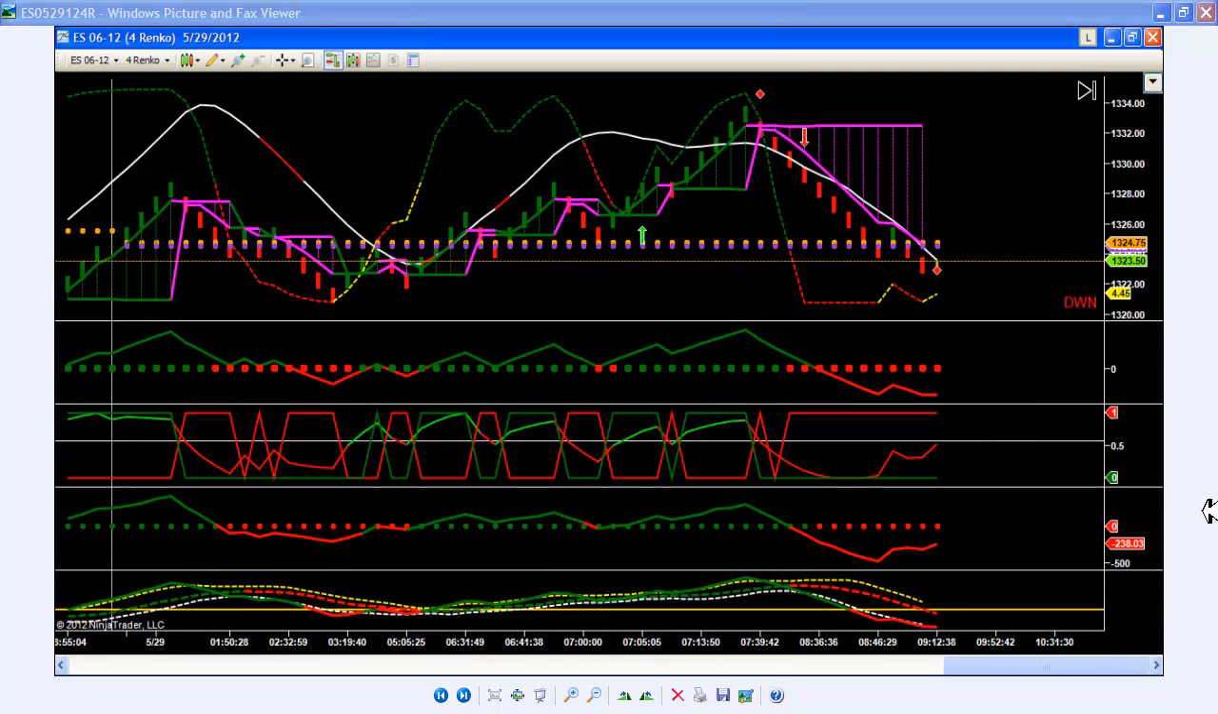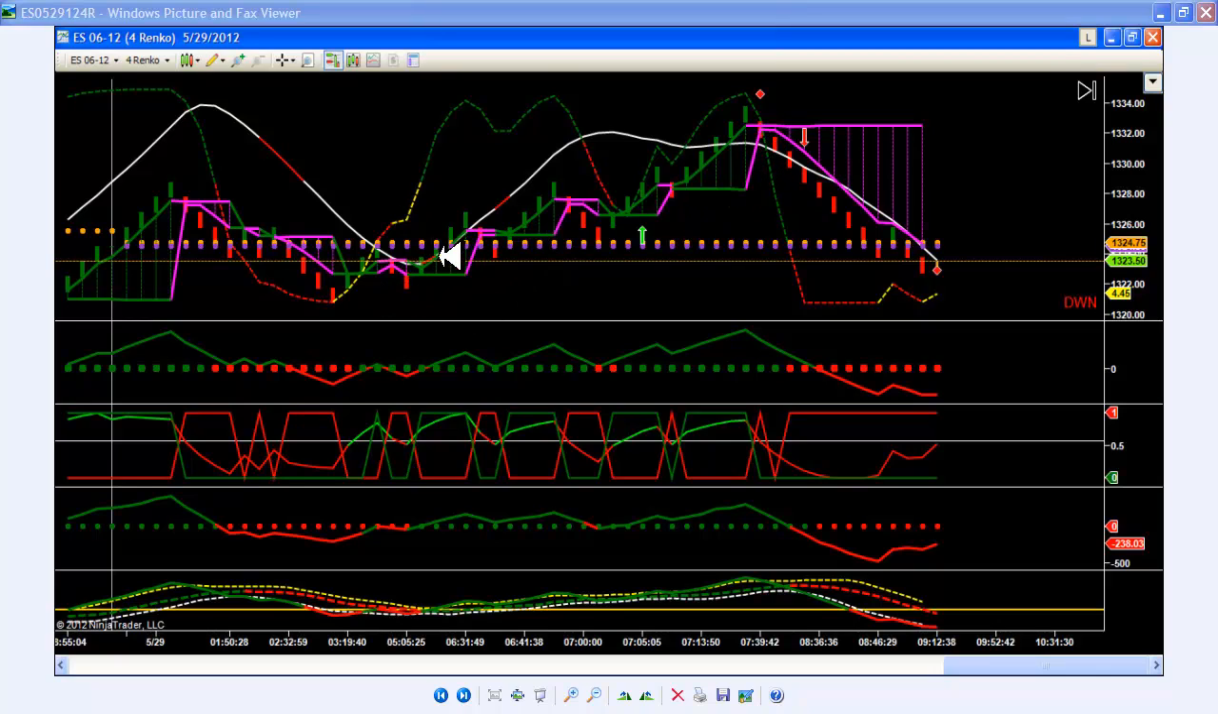Here are the triangle trend indicators for NinjaTrader on 5/29/2012 on the ES for Renko. This was a long trade right here where this arrow is, and this was for 5 points. I got out intra-bar right up in here before this final leg of the triangle formed.